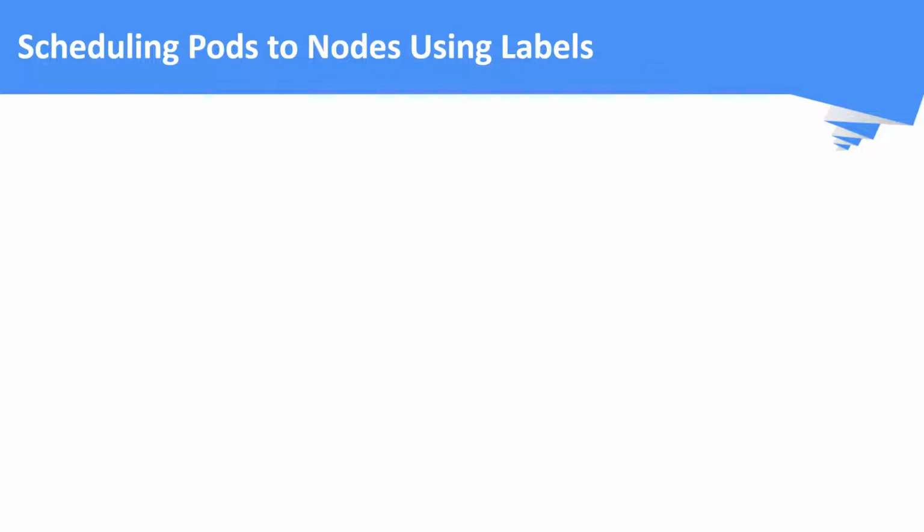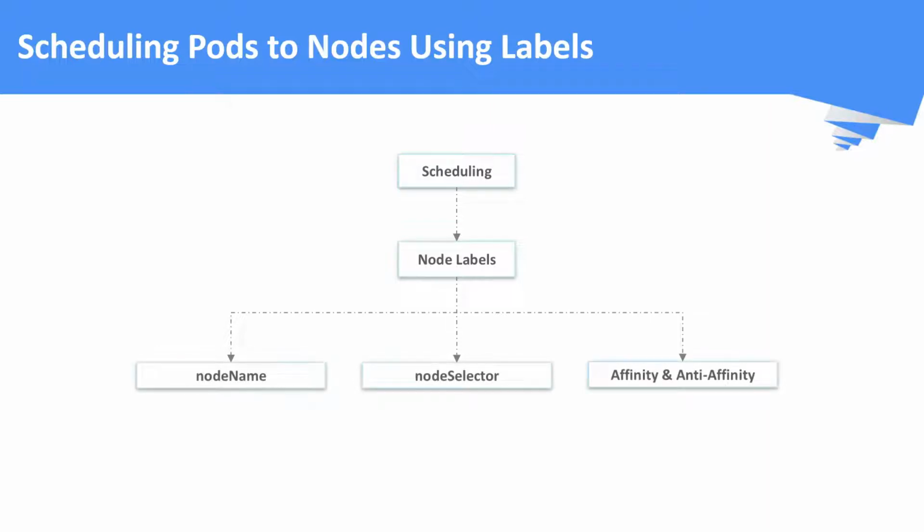There are basically three ways to schedule the pods into the nodes using labels. First is using the node name field. Second is using the node selector field. And the third is using affinity constraints. We should configure these entities in the Kubernetes YAML definition in order to make it work. Let us see how, one by one.